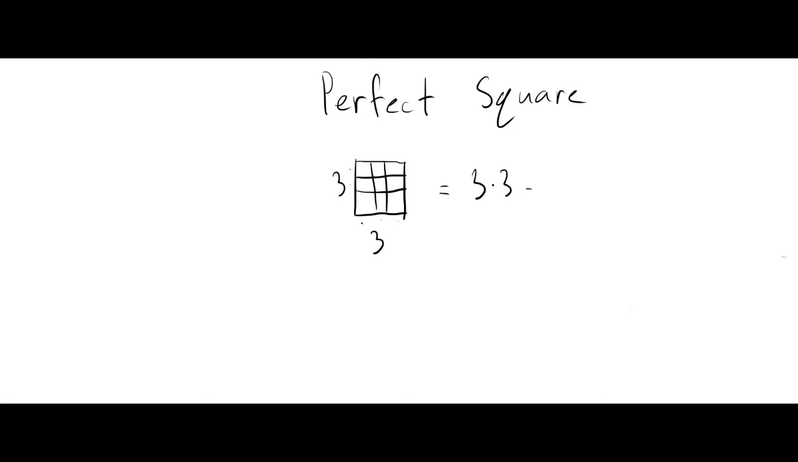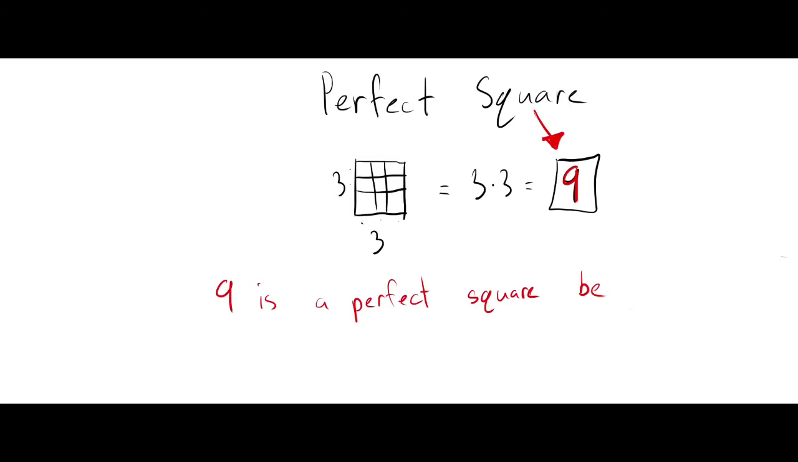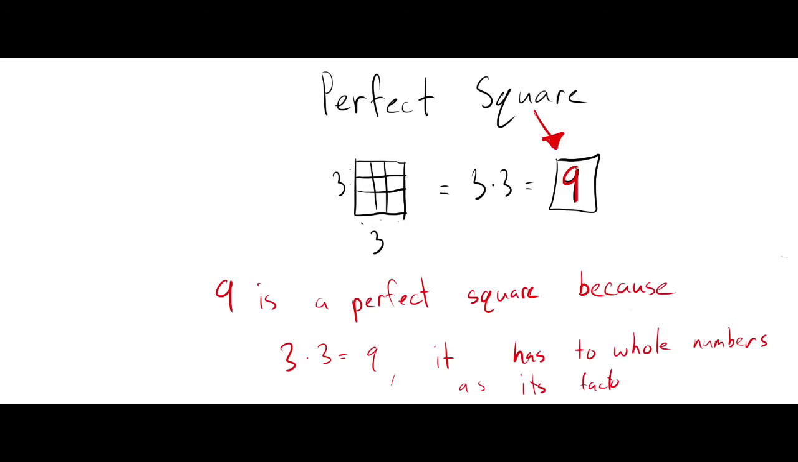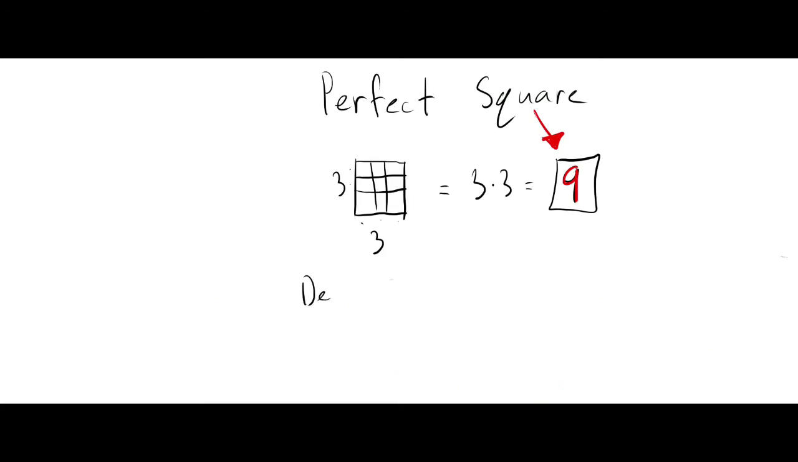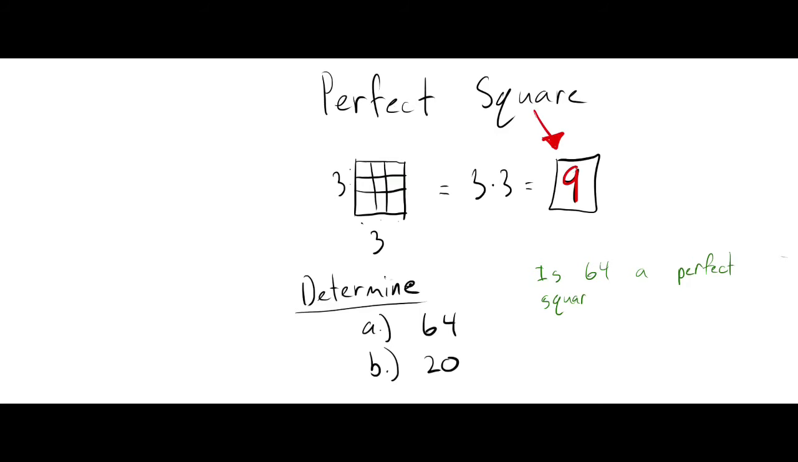All right, a perfect square. So we can see here I drew a little example. 3 times 3 equals 9, so 9 is the perfect square. 9 is a perfect square because 3 times 3 equals it. So it has a whole number that when squared equals 9. So think about it in terms of what whole numbers times each other equal a perfect square.